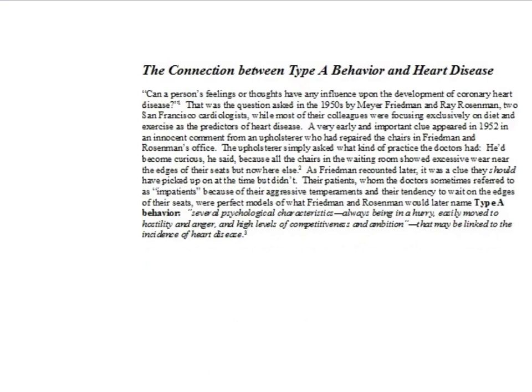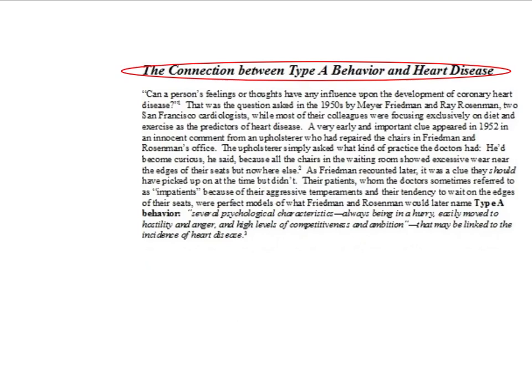Alright, here we go. Now, if you've watched video number 1, you know it's a good idea to look at the title and turn it into a question. So I would say, okay, what is the connection between type A behavior and heart disease? And maybe, what is type A behavior? The idea of a type A personality has kind of entered the common vernacular, but let's pretend it hasn't. Pretend the idea of type A behavior is new to us.